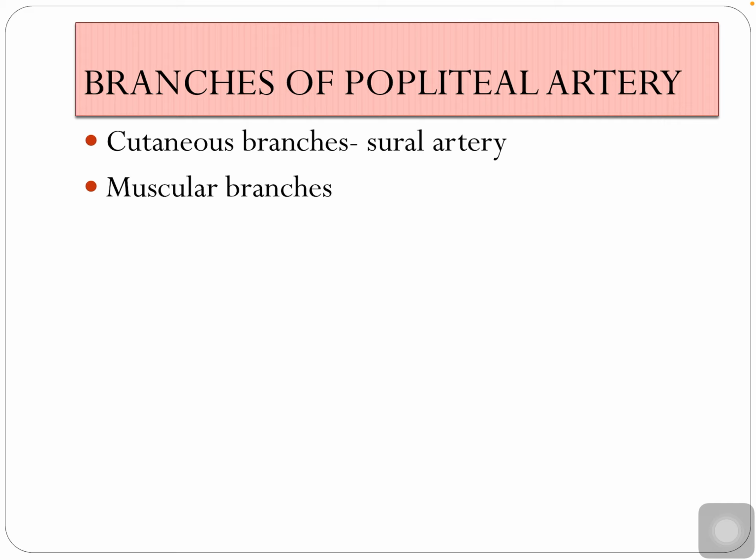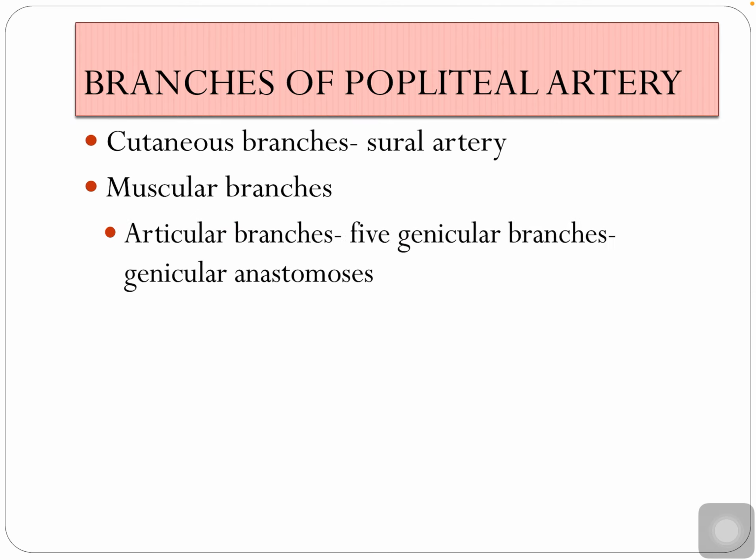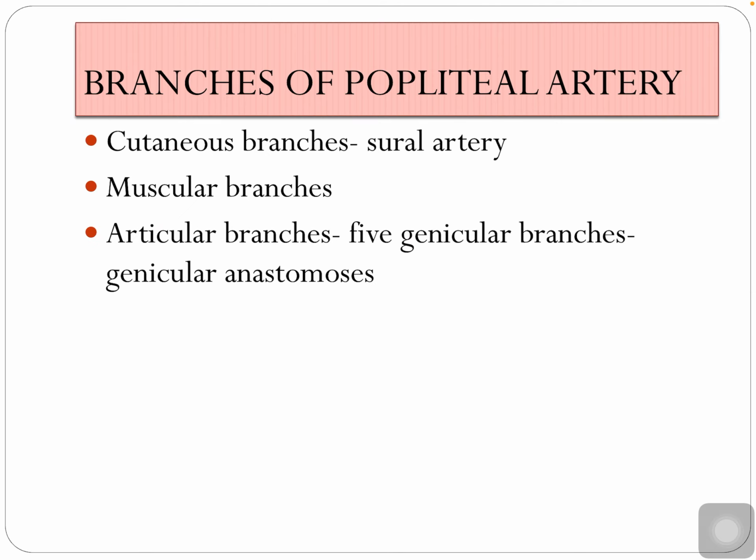Branches of popliteal artery: cutaneous artery, sural artery, and also muscular branches. Five genicular branches: superior medial and superior lateral genicular arteries, middle genicular artery, inferior medial and inferior lateral genicular arteries. They form the genicular anastomoses. I think you should have known by this time what is genu. Genu means knee joint. So genicular branches.